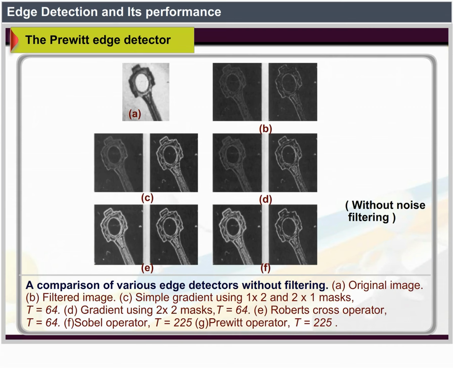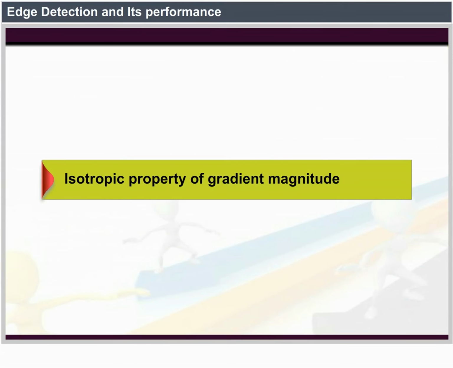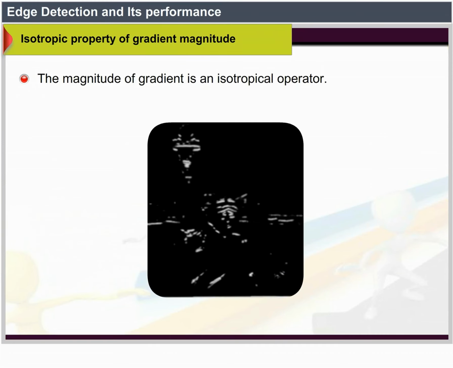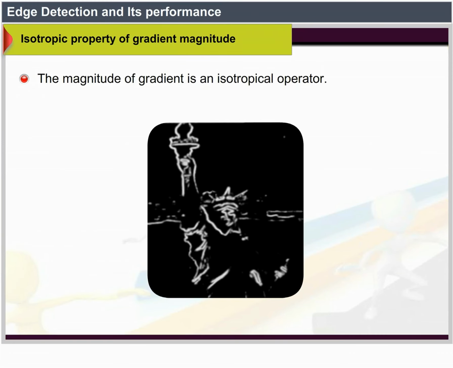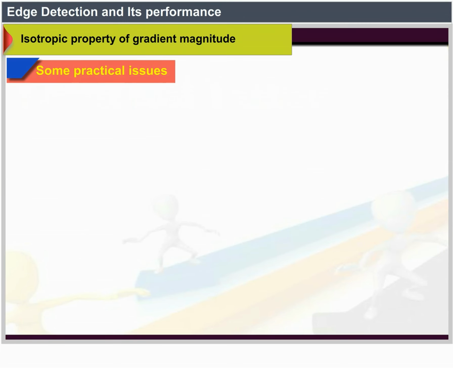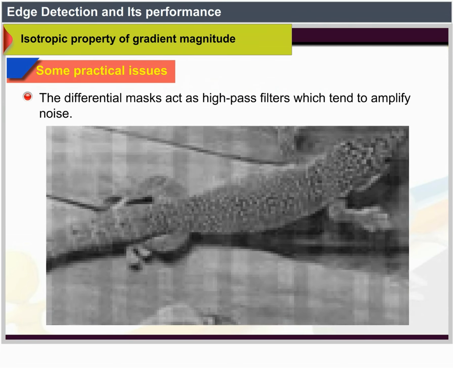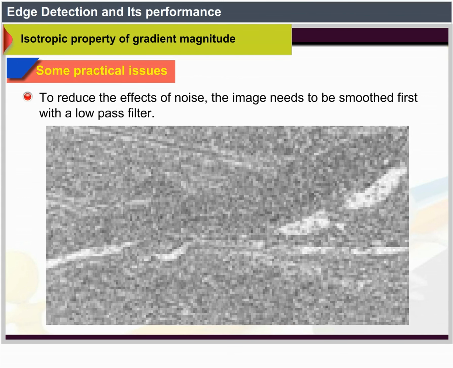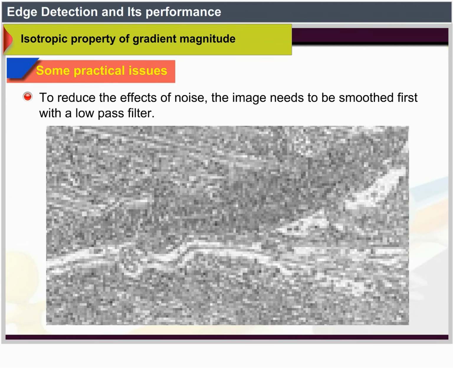Isotropic property of gradient magnitude. The magnitude of gradient is an isotropic operator. Some practical issues. The differential masks act as high-pass filters which tend to amplify noise. To reduce the effects of noise, the image needs to be smoothed first with a low-pass filter.